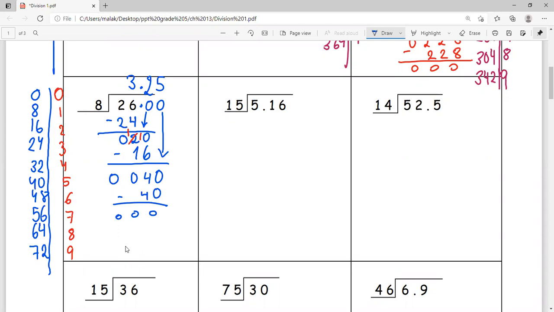Now, Danielle. Did you do it from down to up? Yes. Yalla, table 15. 0, 15, 30, 45, 60, 75, 90, 105, 120. Okay. Start.